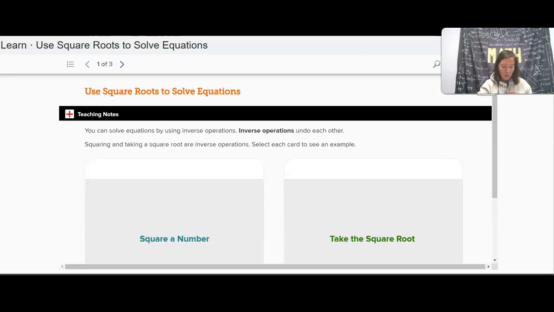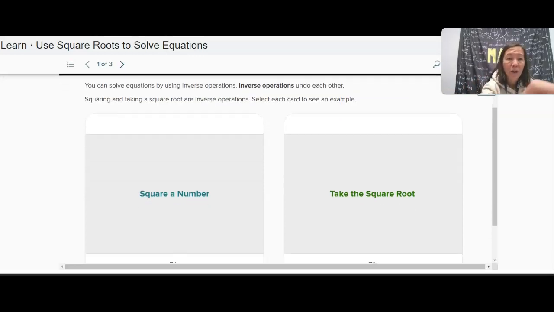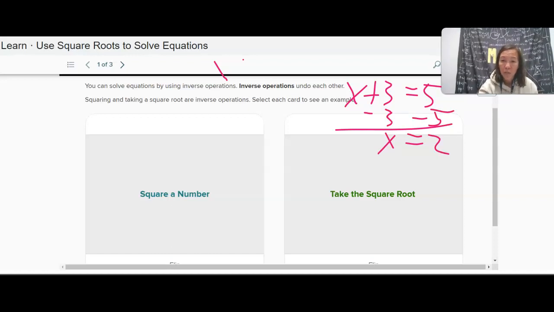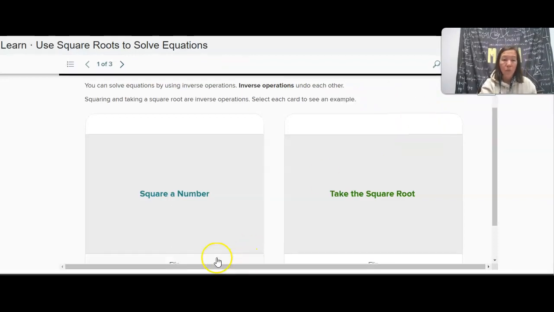Okay, last thing for this section, actually there's a couple more things. Use square roots to solve equations. So first of all, we can solve equations by using inverse operations. Inverse operations kind of undo each other. So you guys know, like, if I was going to solve an equation like x plus 3 equals 5, to solve for x, instead of adding 3, we would subtract 3 from both sides, right, to get x equals 2. So subtraction is the inverse operation of addition. So the way we're going to solve equations with square roots, or with squareds, is to take square roots.